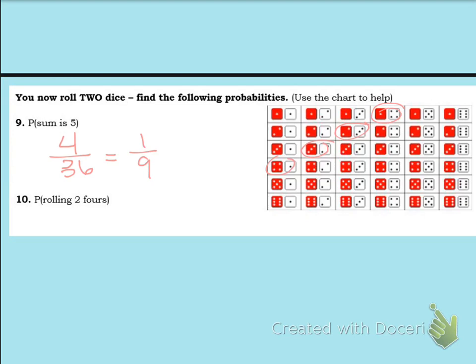My next one is rolling 2 4s. So I'm going to go through. There's 1 option to roll 2 4s that I can pick from out of my 36.